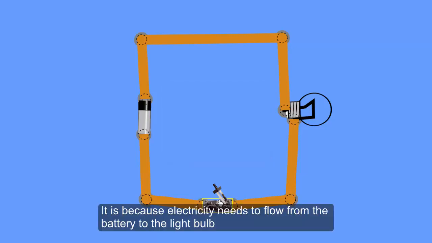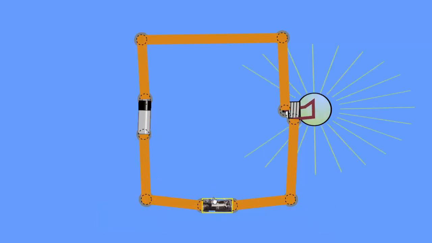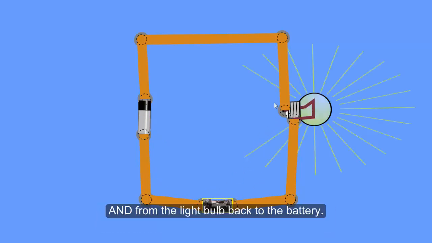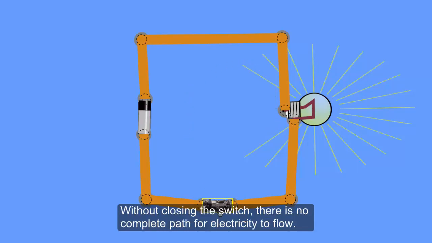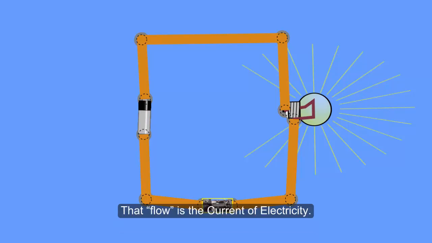It's because electricity needs to flow from the battery to the light bulb, and then from the light bulb back to the battery. Without closing the switch, there is no complete path for the electricity to flow, and that flow is the current of electricity.